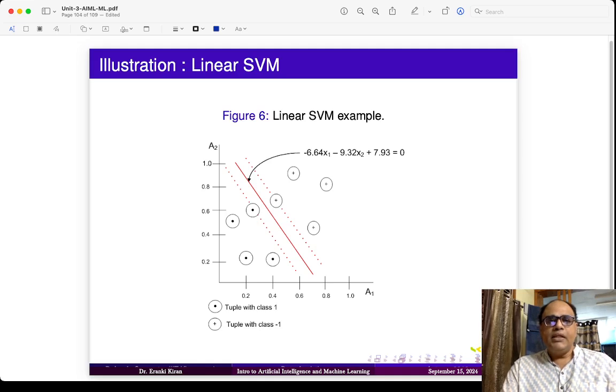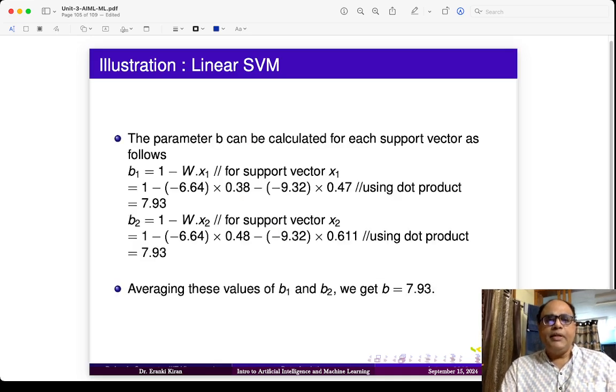Considering this projection of the hyperplane, now we have to determine the parameter b, which can be calculated for each support vector as follows. So b1 and b2 is what we have to find, using the support vectors x1 and x2. So b1 is 1 minus w times x1, that is, minus 6.64 into 0.38 minus 9.32 into 0.47.